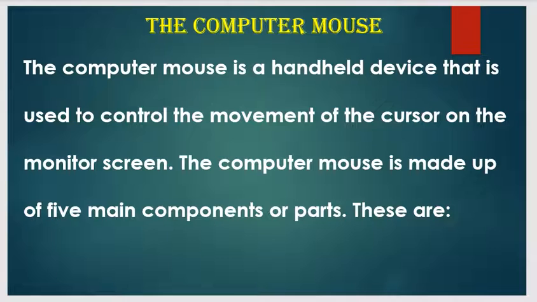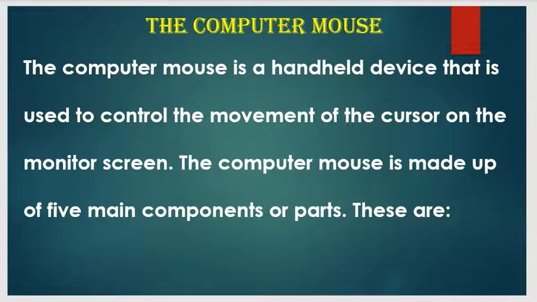The computer mouse is a handheld device. We are saying it's a handheld device because we always put our palm on it, or it's being held in the hand. Okay. So it's a handheld device that is used to control the movement of the cursor on the monitor screen. So that's the main function of the computer mouse. It's basically designed to control the movement of the cursor or the mouse pointer on the monitor screen. Aside from that, it also has other uses. Okay, aside from using the mouse to control the cursor, it also has other uses.